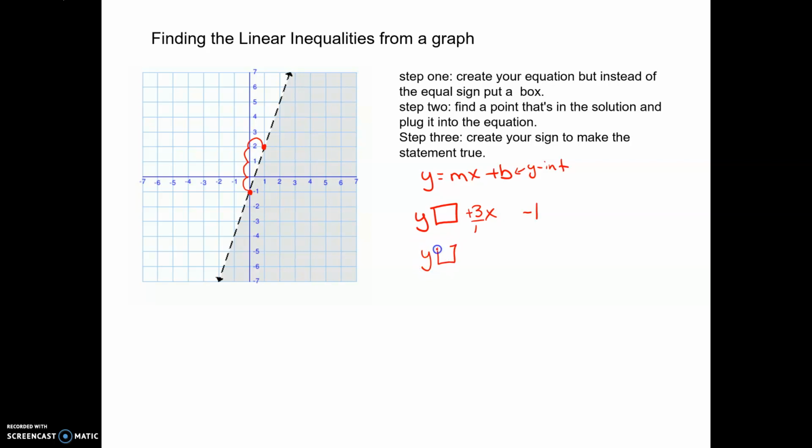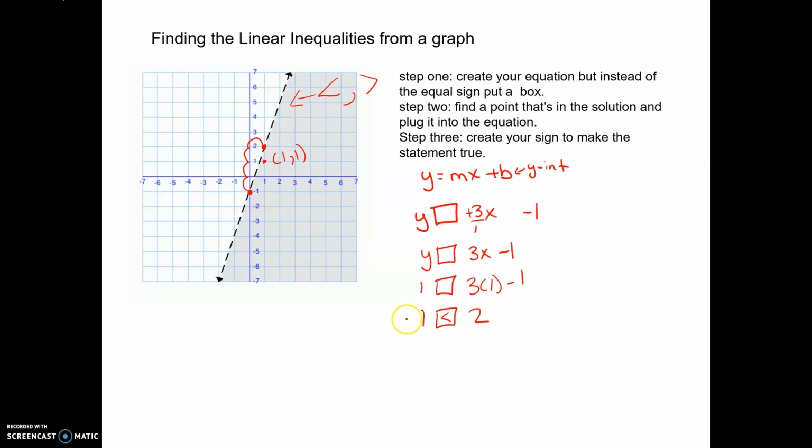So now we're going to plug in a point. I'm just going to simplify my equation here. We're going to plug in a point that is in the solution region. So, for example, the point 1 and 1 is in my solution region. So I'm going to plug that into my equation, and then I'm going to write my inequality to make the statement true. Now my line is dashed, which means it's either going to be less than or greater than. And 2 is greater than 1, so my sign is facing this way.